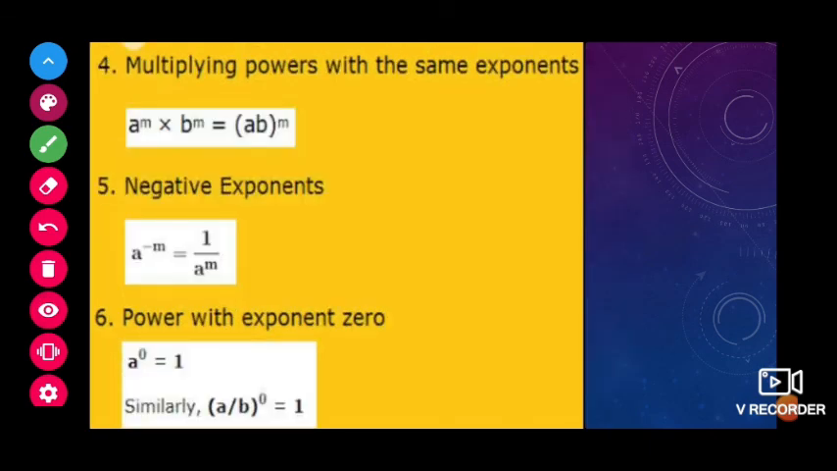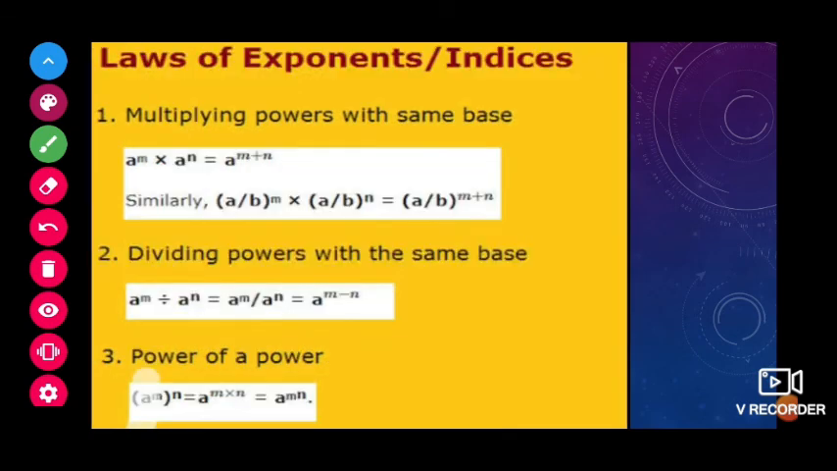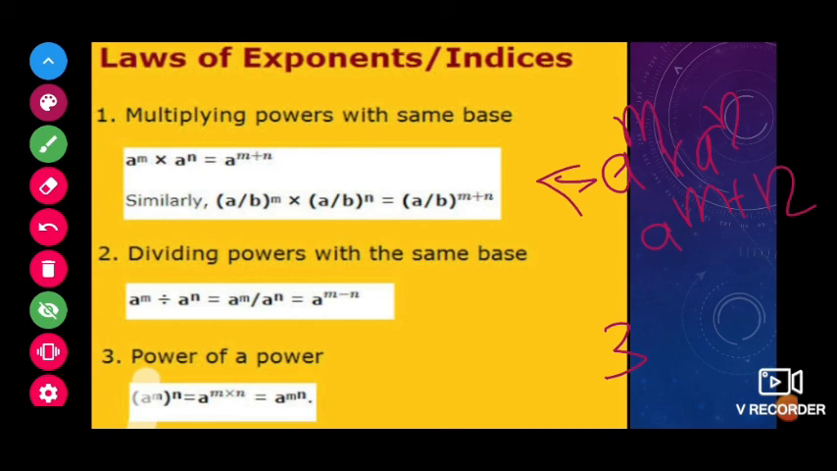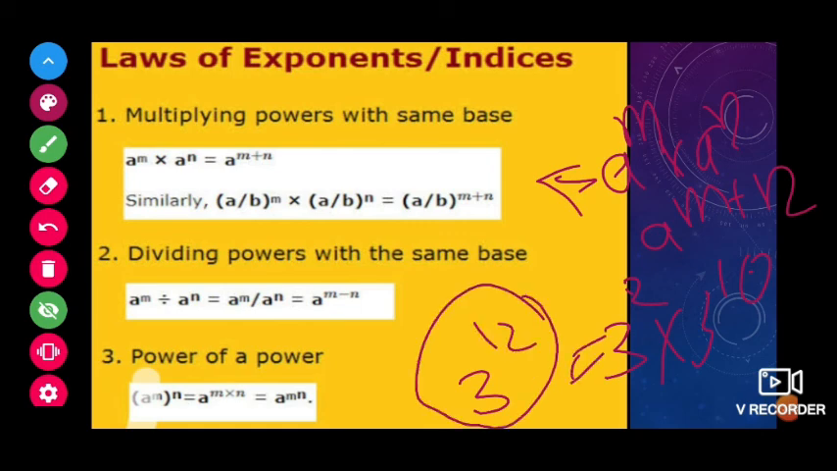Next, multiplying powers with the same exponents. Here we had seen the cases where, if it is the same base in a product, we add the powers. a to the power m into a to the power n is a to the power m plus n. If it is 3 to the power 2 into 3 to the power 10, we can write 3 to the power 2 plus 10, that is 3 to the power 12 directly.